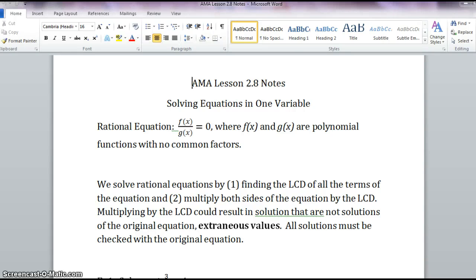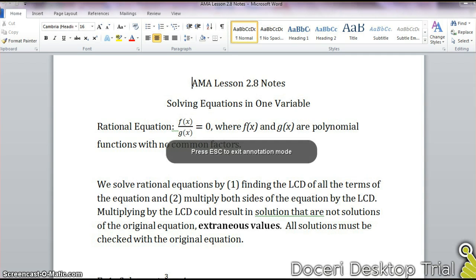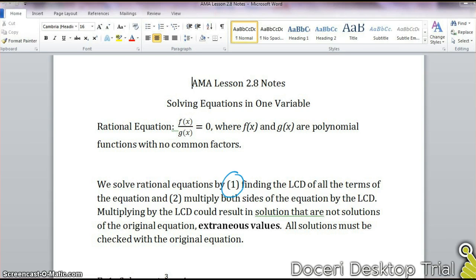Okay, we're going to do lesson 2.8, which is on solving equations in one variable, and specifically solving rational equations, where we have one polynomial over another polynomial and they have no common factors. So we want to solve rational equations by first finding the least common denominator of all the terms in the equation, and then we're going to multiply both sides of the equation by the least common denominator.